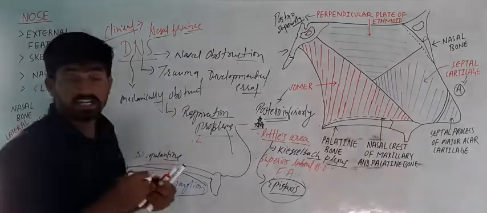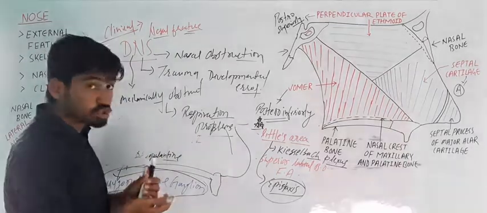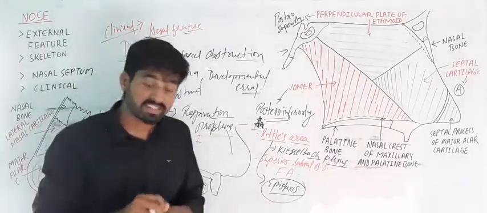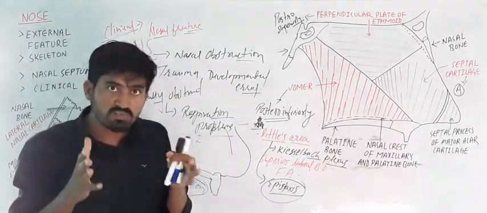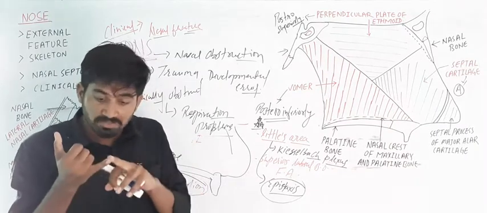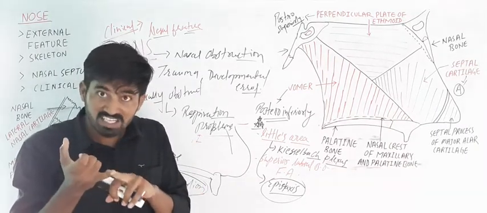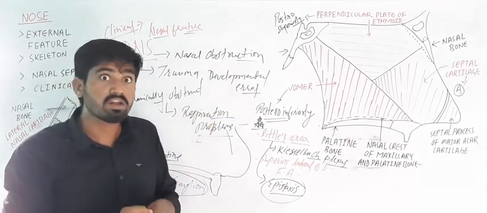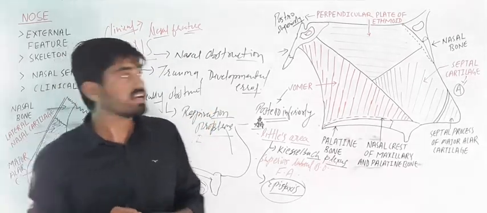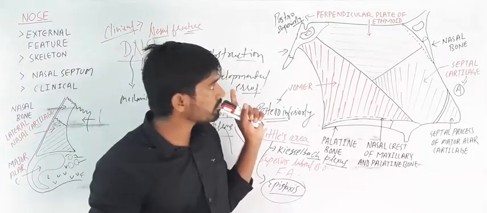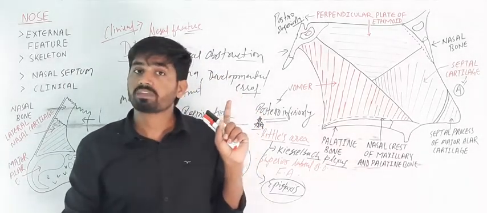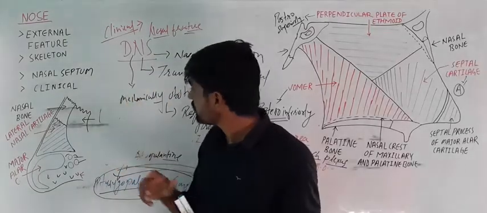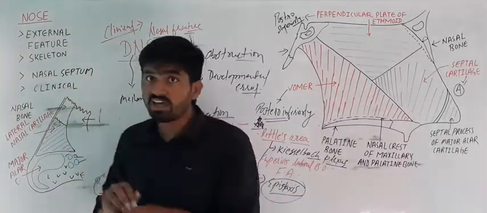In the next video we will read the most important thing, that is the lateral wall of the nose, and that is a very complicated structure. Why is it so complicated? Because there are meatus, concha, openings, everything in the lateral wall. So the lateral wall is very, very important. In the next video we will read the lateral wall of the nose. The external features, symptoms, skeletal, everything I have covered.